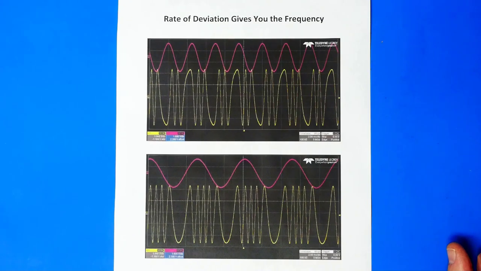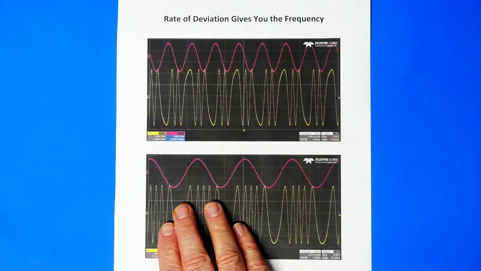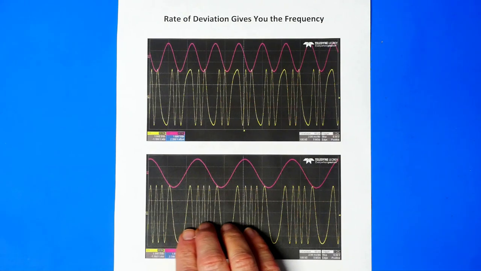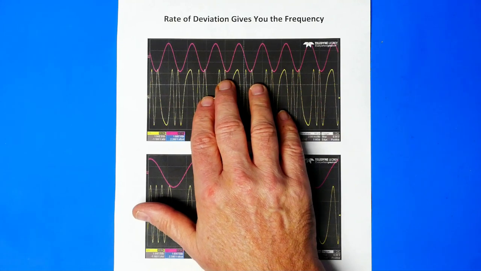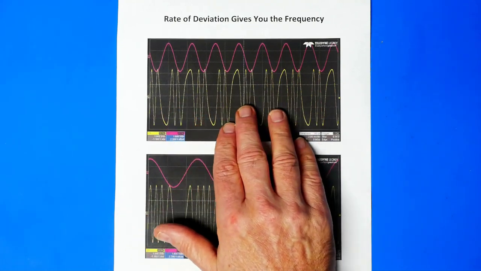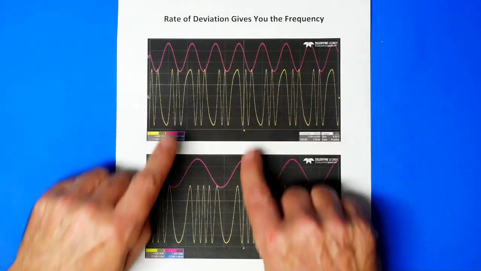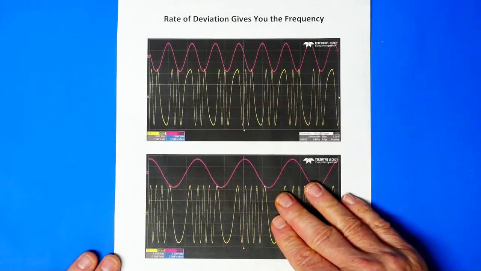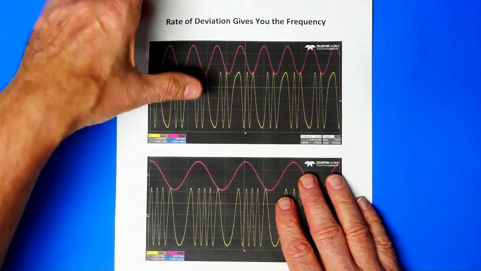So as a brief review of what we had done earlier, the rate of deviation gives you the frequency of the audio. A 100 hertz signal is going to vary the FM at 100 hertz, whereas a 200 hertz signal is going to vary it at 200 hertz, and you can see how the deviation rate has gotten, the values have gotten closer together versus what they are here. So higher deviation rate, higher frequency. So rate of deviation gives you frequency.